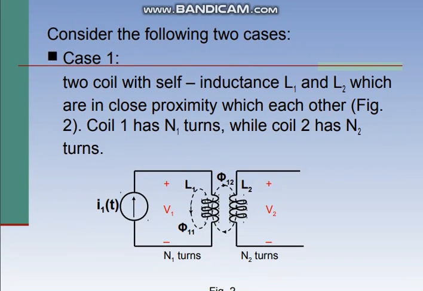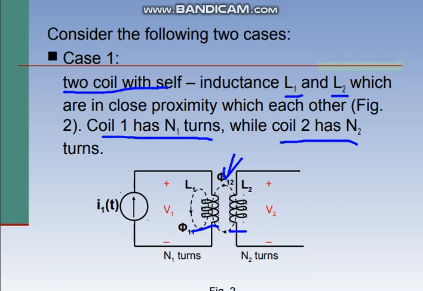So consider the following two cases. First, case 1. Look at this very carefully to understand mutual inductance. Here you can see two coils with self inductances L1 and L2, placed in close proximity. That means they are very close to each other, at a very small distance. Coil 1 has n1 turns and coil 2 has n2 turns.